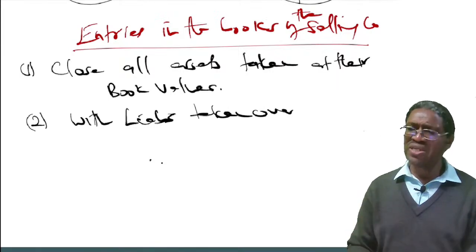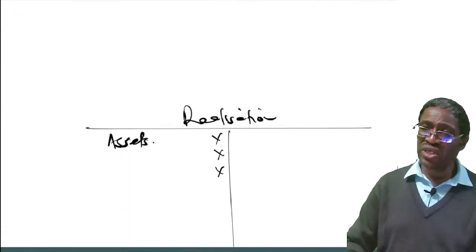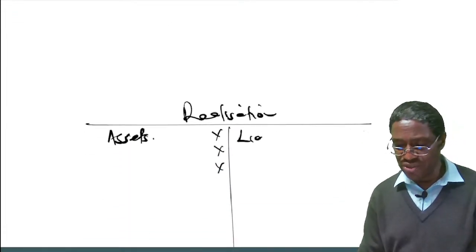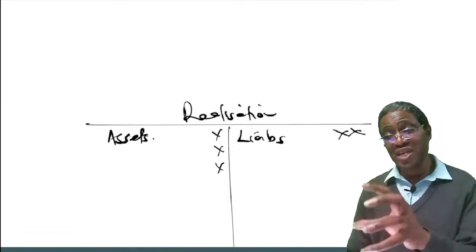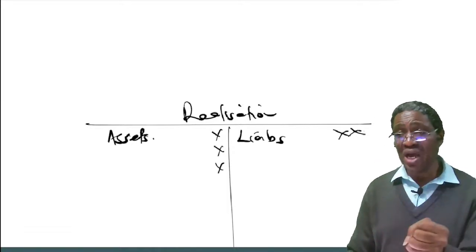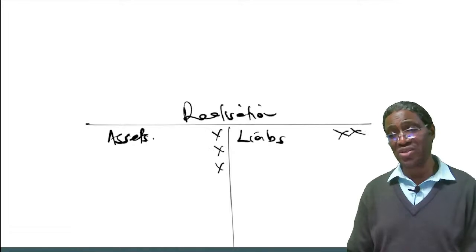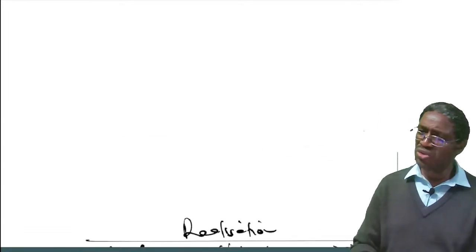We know liabilities are always a credit balance, and therefore to close that credit balance, you will have to debit that liability and credit this account called realization. That is our step number two, which says with the liabilities taken over, you debit liabilities, you credit realization. That's number two. We got number three now.